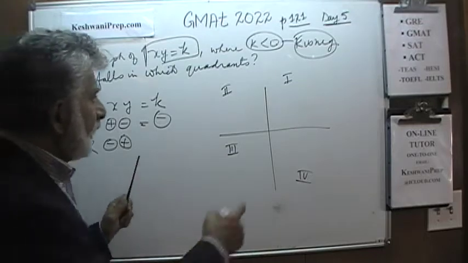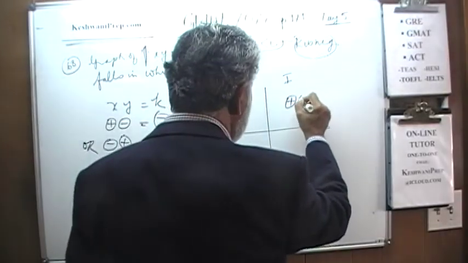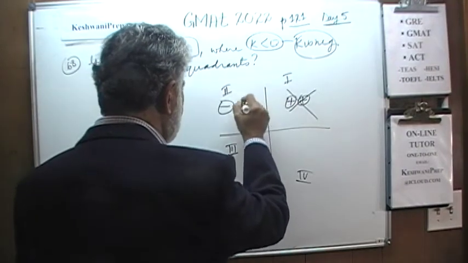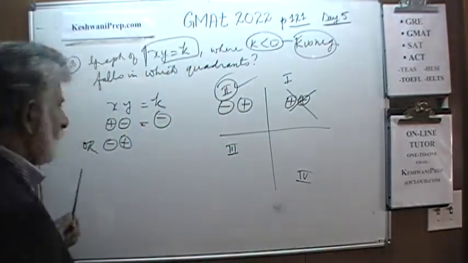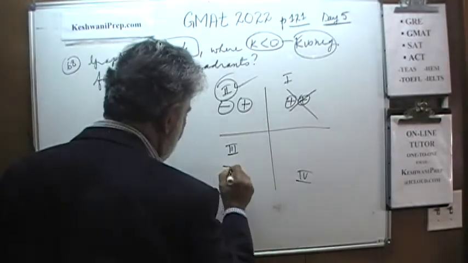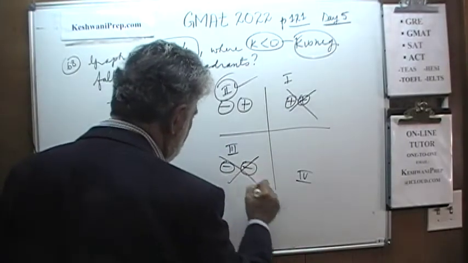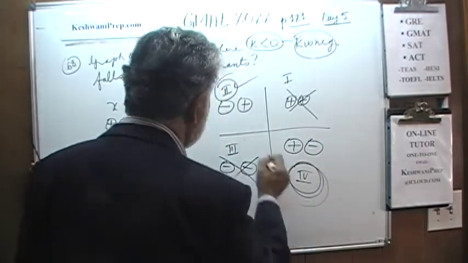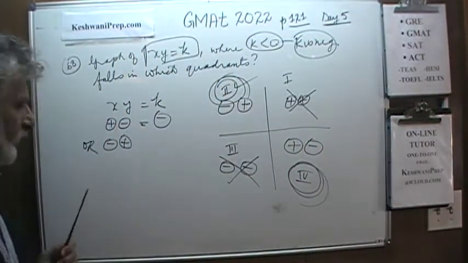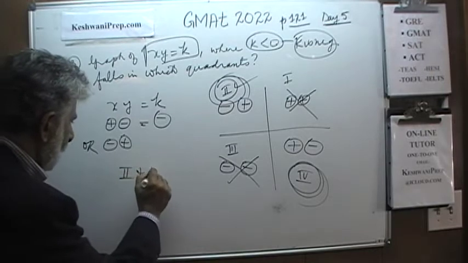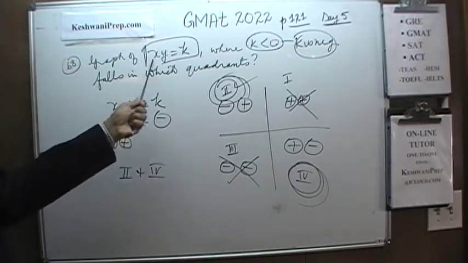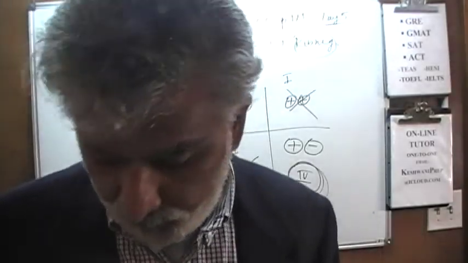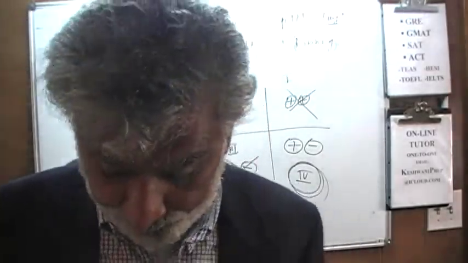Let's find out, shall we? Here, x is going to be positive and y is going to be positive. That's no good. Here, x is negative and y is going to be positive. Very good, that works. Second quadrant works. Here, x is going to be negative and y is negative. That's no good. Here, x is positive and y is negative. There you go. So it's the fourth quadrant and the second quadrant. The graph of this equation falls in the second and fourth quadrant. What it actually looks like, we really don't care.